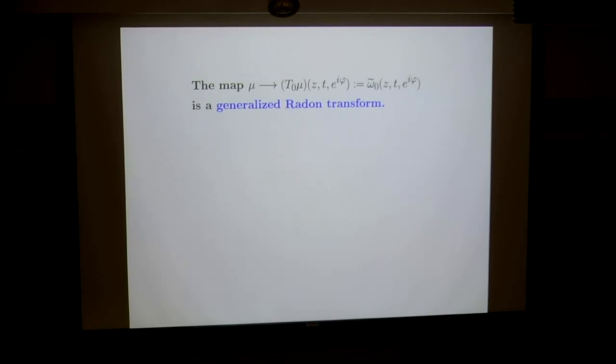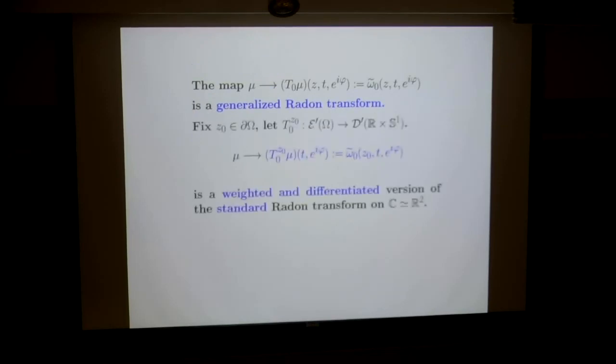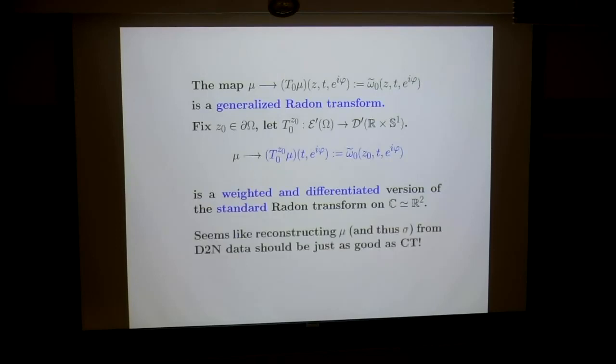So this is an example, it's called a generalized Radon transform. It's a weighted and differentiated version of the standard Radon transform on R2. And therefore, it seems like reconstructing mu, and therefore sigma, from the Dirichlet-Neumann data should be just as good as CT. But it isn't. And the reason it isn't is because of all the higher order terms in the Neumann expansion. Remember, there is a real omega that we know exists, omega zero is just an approximation to it. And there's all this other stuff, and that does not react well to small perturbations while omega zero does.